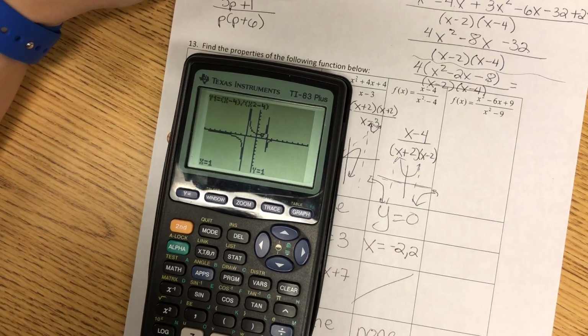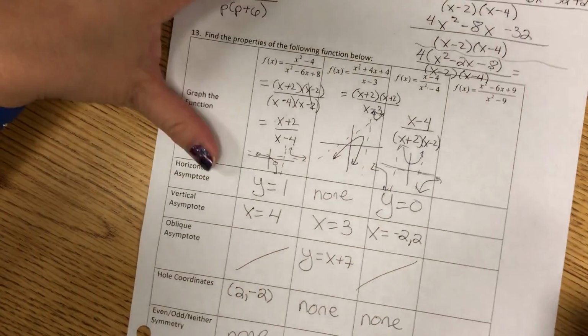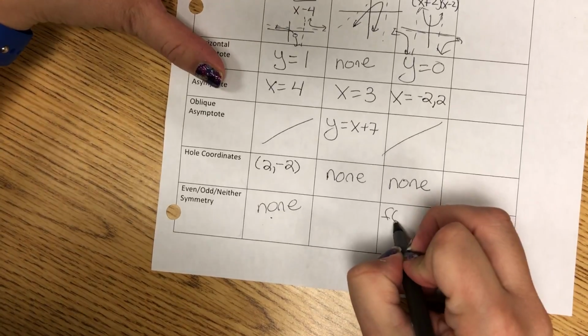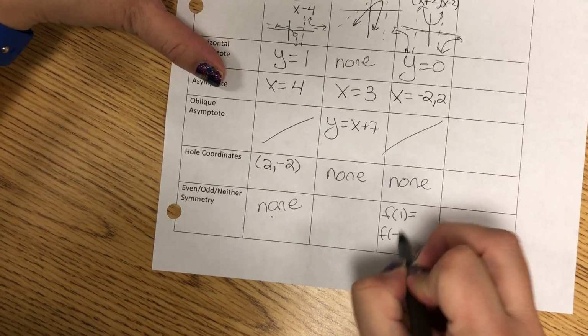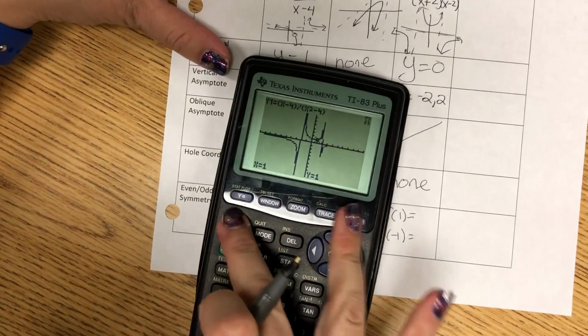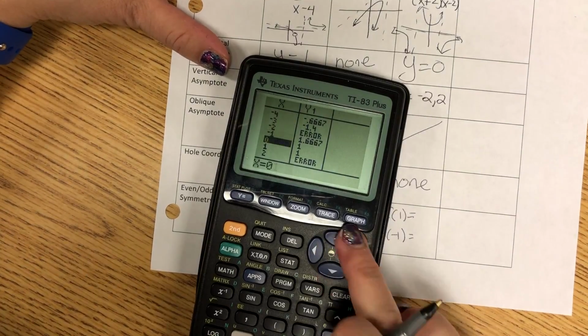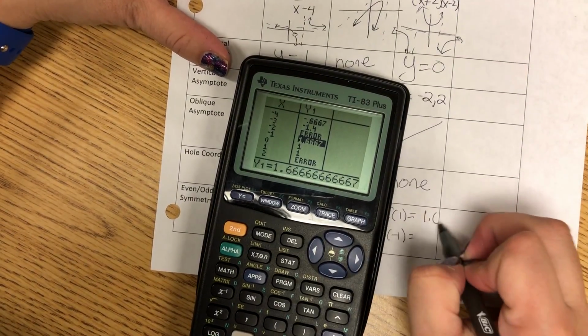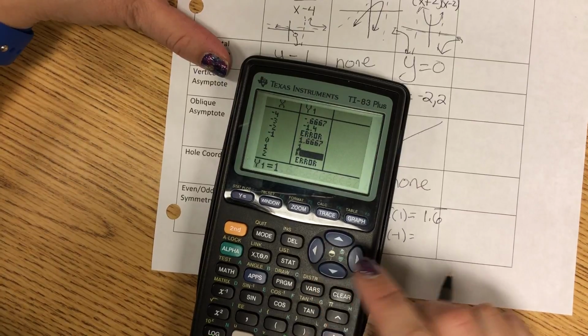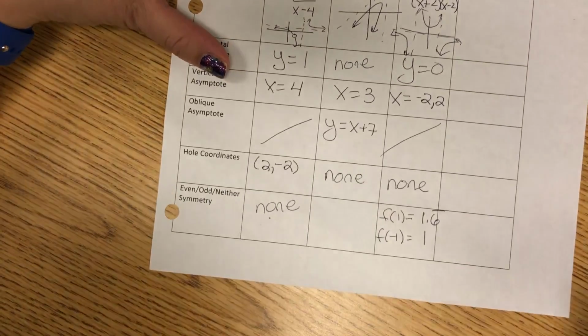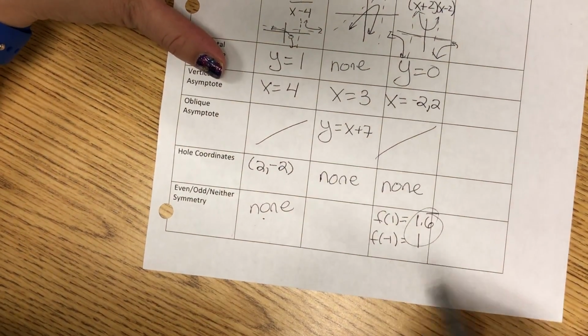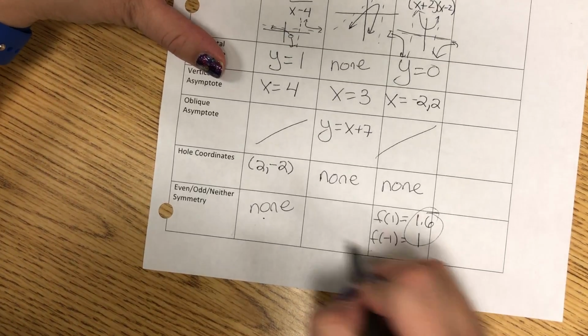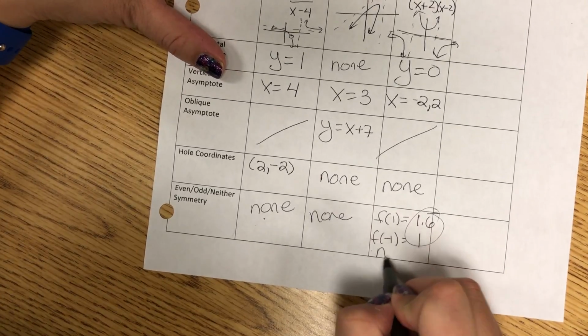Nope, not the same. Okay, so for symmetry, if I tested 1 and -1, and it's easier if we look at the table. So -1 is 1.6 repeating, and +1 is at 1. These values are not the same, not even the same number with different signs, so again, it's neither or no symmetry.